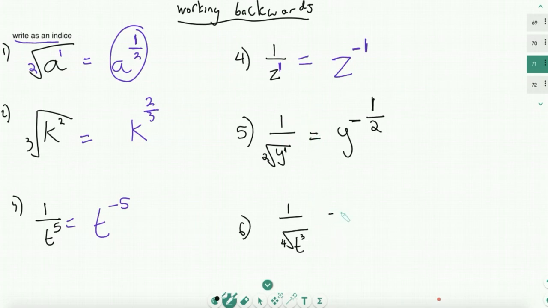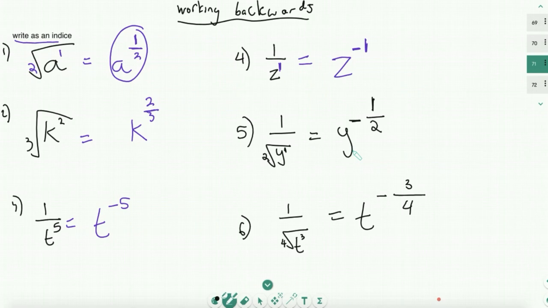Last one, well, I see that t over 1 has been flipped to 1 over t, so it has to be a negative indice. And then it's being rooted and powered, so it has to be a fraction. Well, t is being powered by 3 and being rooted by 4. So t to the power of negative 3/4.